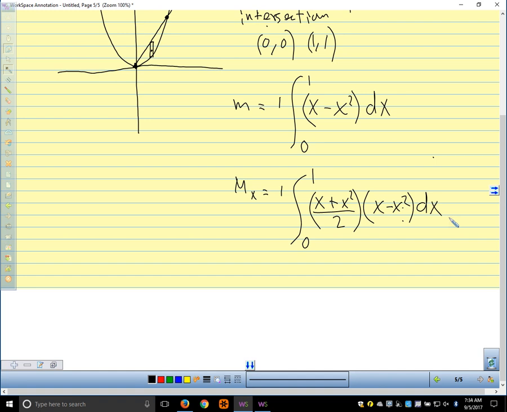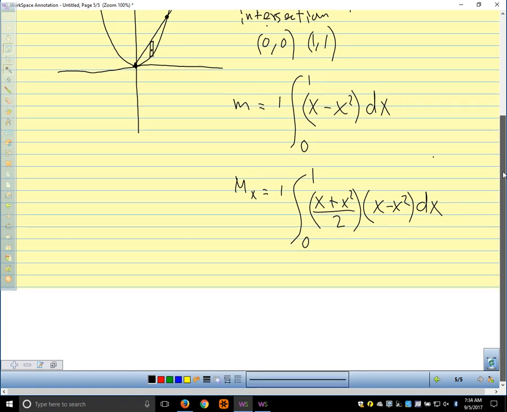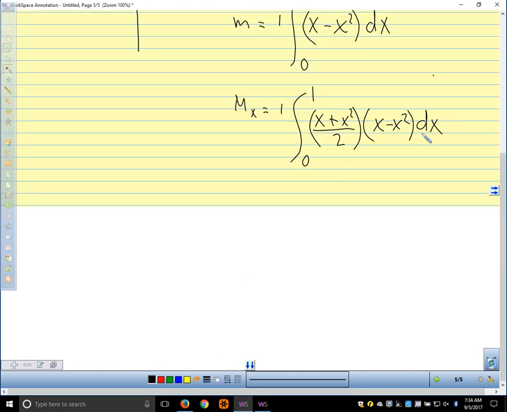So also, depending on your functions, this integral can be an interesting one to get to a place where you actually can evaluate it. So we end up having to multiply these polynomials. And m sub y is 1, integral from 0 to 1. Distance from the y-axis is just x, times the area of that little rectangle, x minus x squared dx.